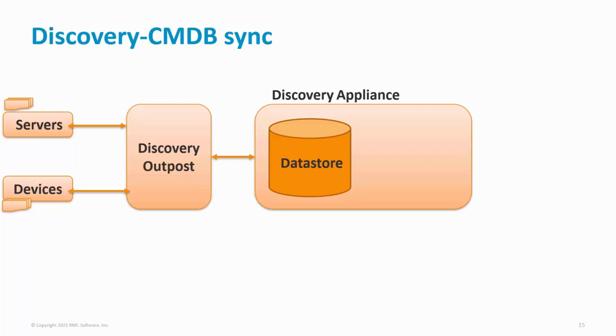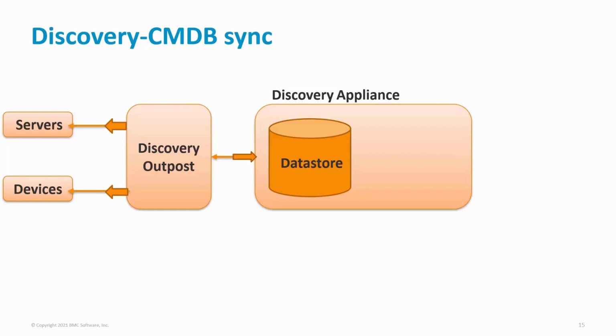The outpost communicates with the appliance to get the scanning request. It will then connect to the target servers and devices using the configured credential and perform the discovery. Finally, it will pass the discovered data to the appliance where the data will be stored in Discovery Datastore. Once the data is in Discovery Datastore and you want to sync the data to the CMDB, you will configure a CMDB connection from the Discovery UI.